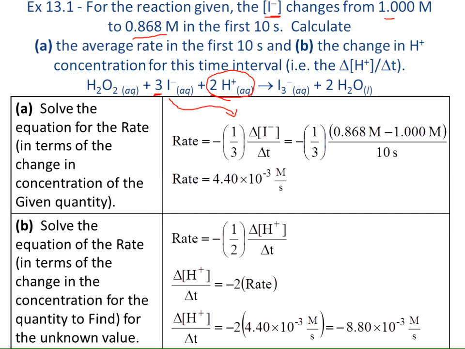And I'm just going to solve this equation for delta H over delta T. So I'm just going to multiply both sides by -2 to get this to cancel out. So the delta H over delta T equals -2 times the rate. We found the rate above here, and I can just plug that in there. So the delta H over delta T is -2 times 4.4 times 10 to the minus third molars per second. The change in concentration of H plus over time is -8.8 times 10 to the minus third molar per second.